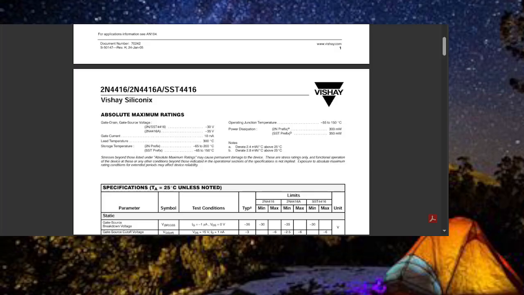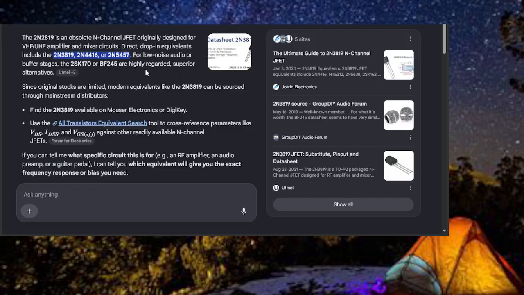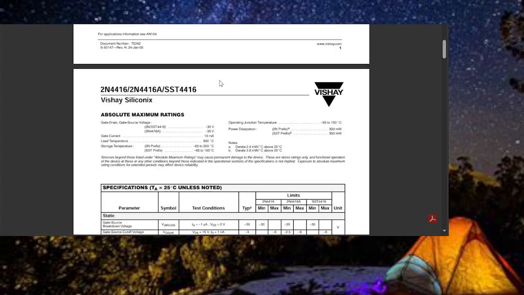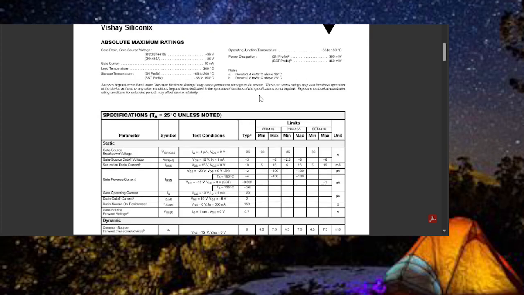But then this other AI over here got it right and said it's an obsolete N-channel JFET, which is a junction field effect transistor, which is very, very sensitive, has high input impedance, and is very good to pick off static electricity in the room, which is something that I designed for. And it has an equivalent of 2N4416. My schematic program didn't have the 2819, but it had the 4416. So we're going to look at the comparison between the 4416 and the 2819.